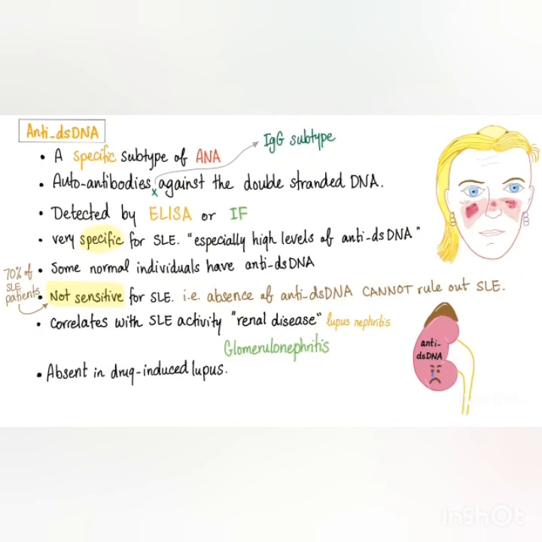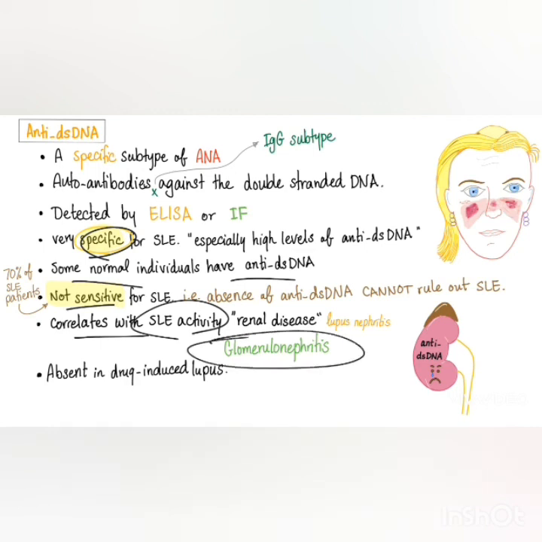As you know, anti-double-stranded DNA is a specific subtype of ANA because the DNA is in the nucleus. They are IgG autoantibodies against the double-stranded DNA detected by ELISA or immunofluorescence. Very, very specific for lupus, but they are not sensitive. Some normal individuals can have anti-double-stranded, as you know, and they correlate with disease activity, especially glomerulonephritis as well as vasculitis. So here is a blood vessel. But don't forget, they are absent in drug-induced lupus.